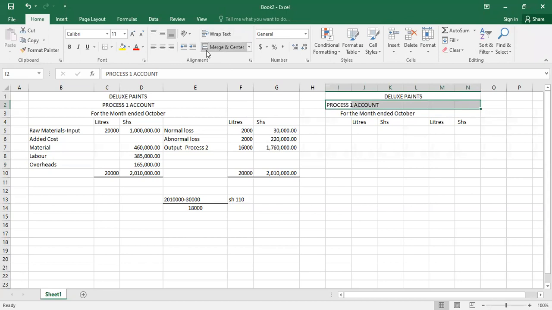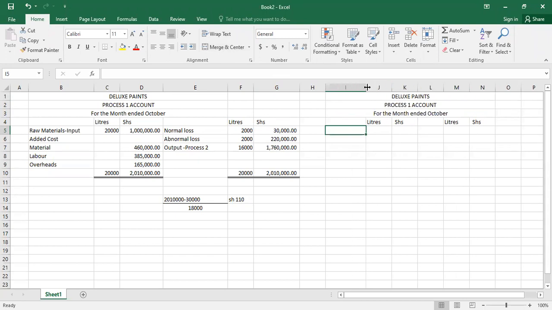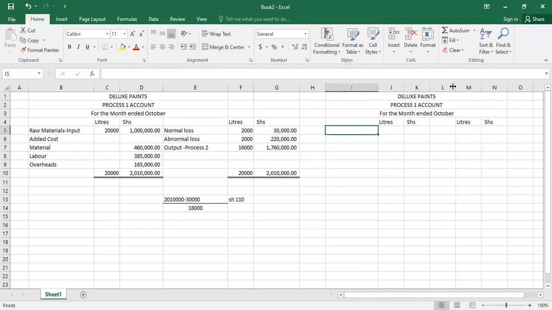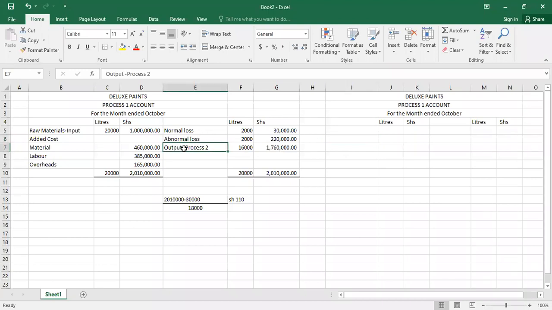So we said our basis of accounting still stays. So this is cost accounting. You still have to make sure that you follow. So we are now in process 2. In process 2, when you open process 2, we say that in process accounting, the output of this process becomes the input of the subsequent process. So our output becomes the input.